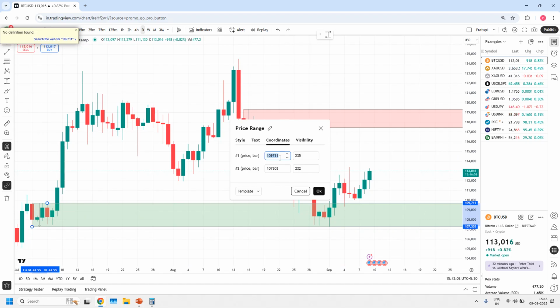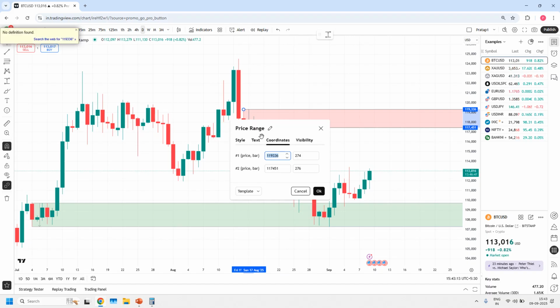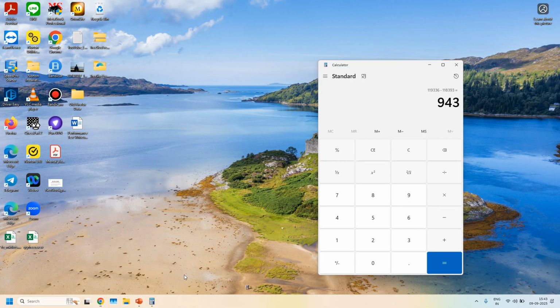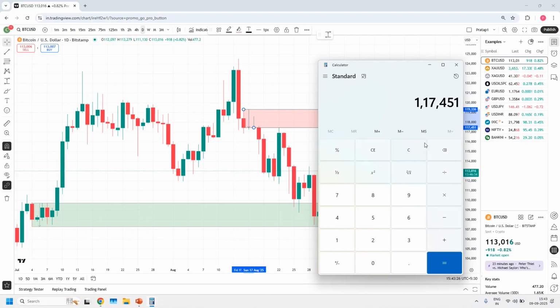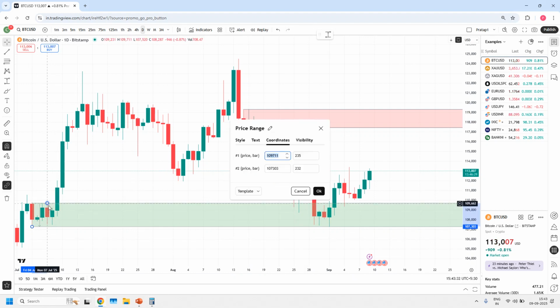109711. This is the target. And this is the entry. What is the entry? 117451 is our entry. This is the entry minus your target. The high of these base candles, that is the type 1 proximal, is your target for the demand zone. That is 109711.